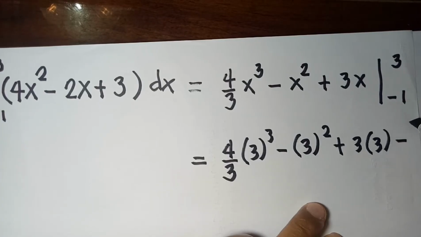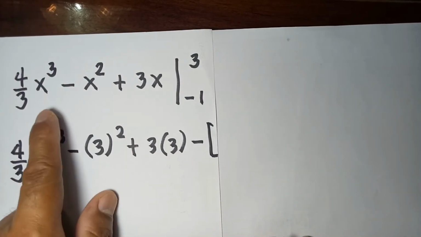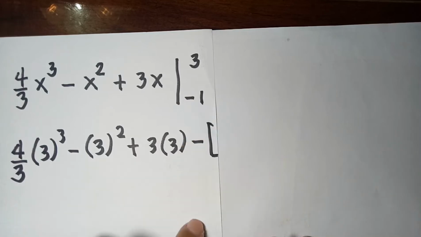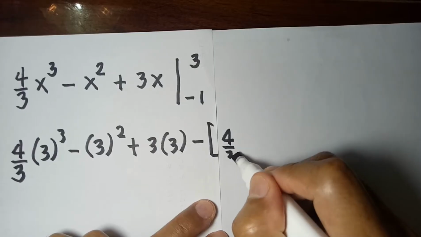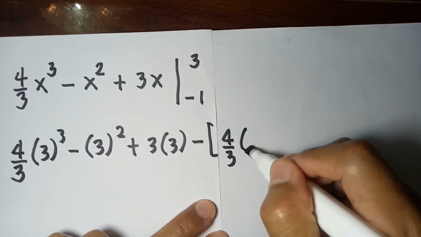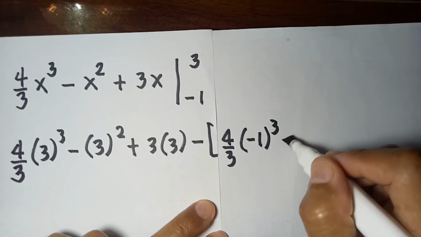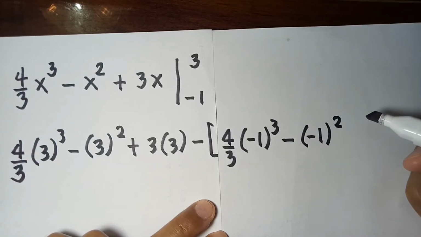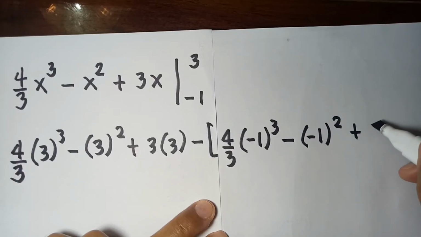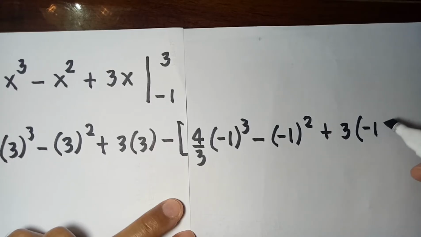And then minus F of a. No. Sa a naman, yung mga x naman ay papalitan natin ng negative 1. So meron tayong 4 over 3, and then negative 1 cubed, and then minus negative 1 squared. And then plus 3 times negative 1. Kaya nun ay isi-simplify natin.